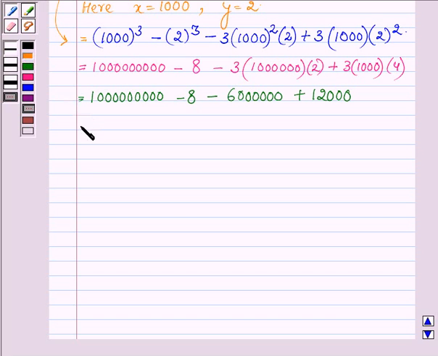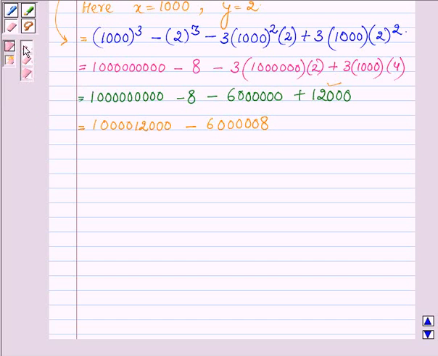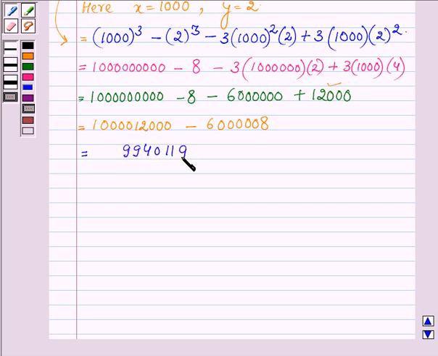Now, on adding 1 with 9 zeros with 12,000 gives 1,000,012,000, minus, on adding 6 with 6 zeros gives 6,000,008. And now on simplifying it further, we get the result equal to 994011992.